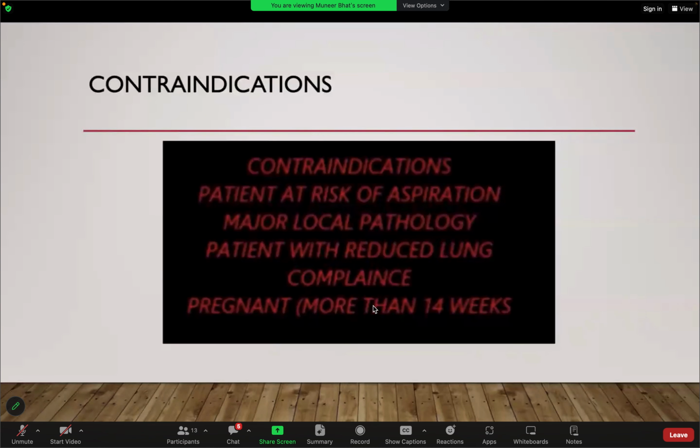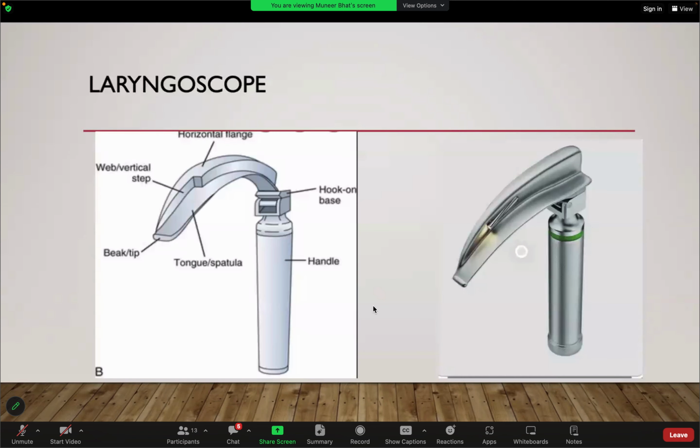Contraindications: if you have a patient with high risk for aspiration, or there is very low compliance of the lung, or pregnancy of more than 12 weeks, there is high risk for aspiration. You should try to avoid it in such situations.